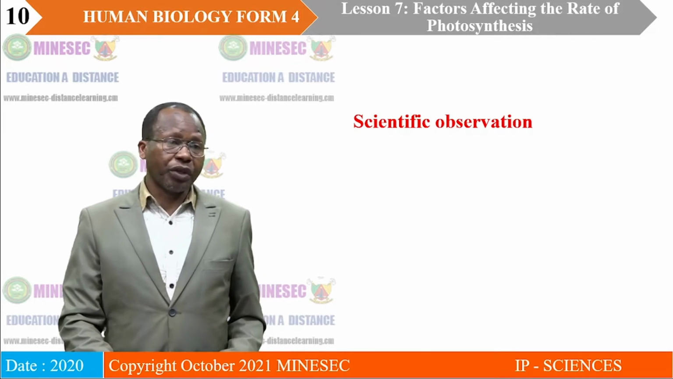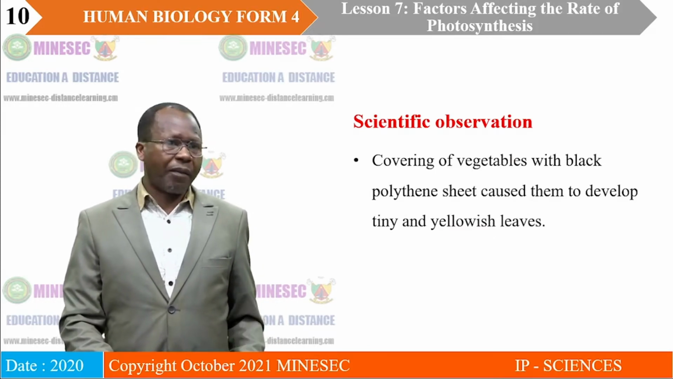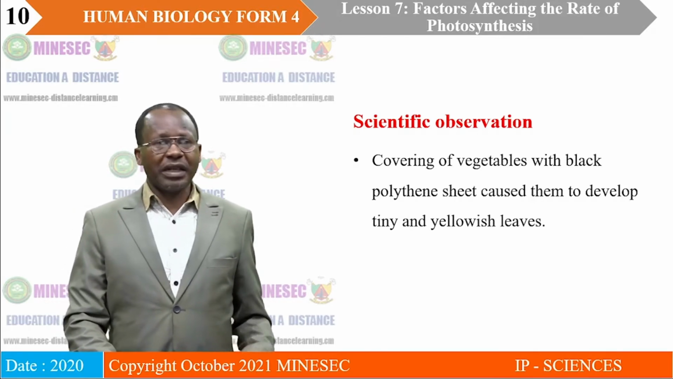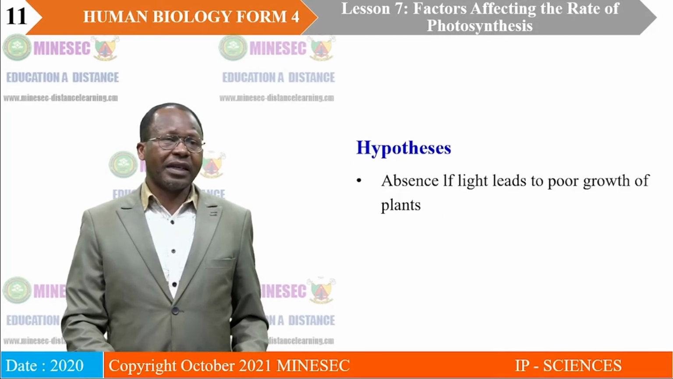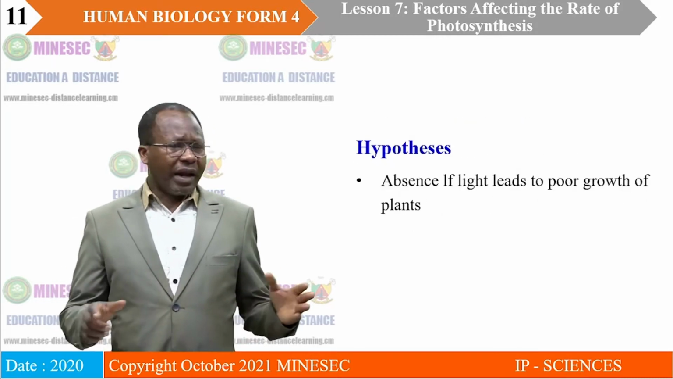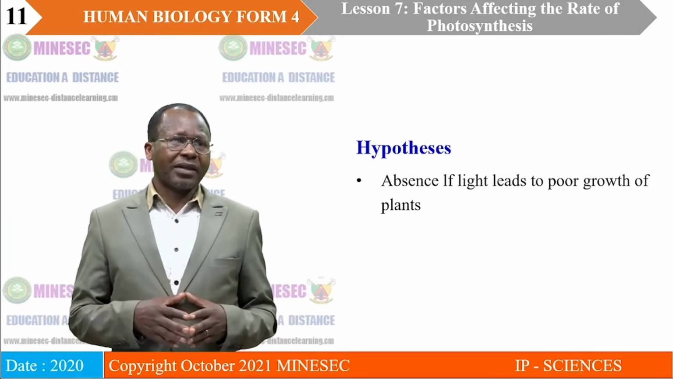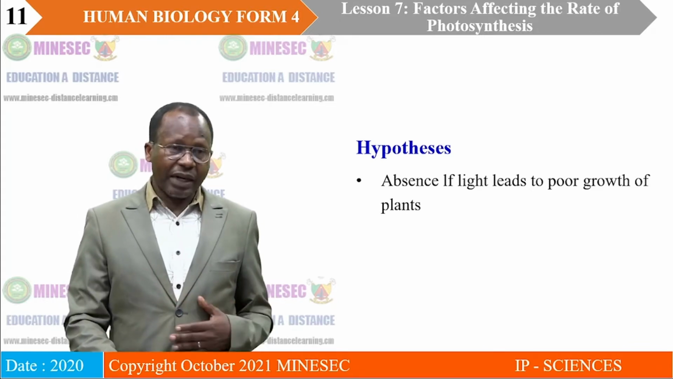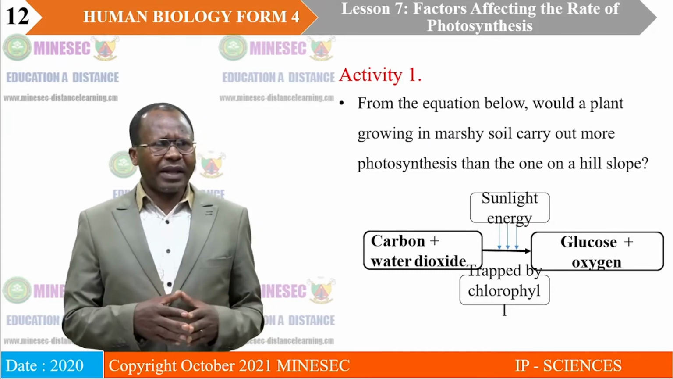And from this situation, we observe that covering of vegetables with black polythene sheet caused them to develop tiny and yellowish leaves. This is a process we call etiolation. We shall still see it in a short while. What hypothesis, therefore, could we draw from this? Absence of light leads to poor growth of plants. That is an alternate hypothesis. Now, let's look at this.